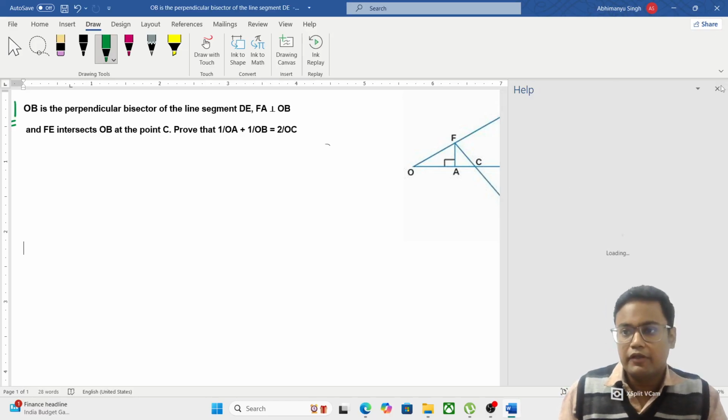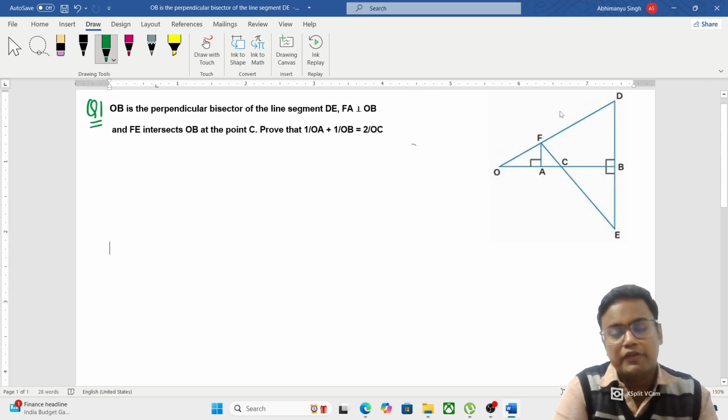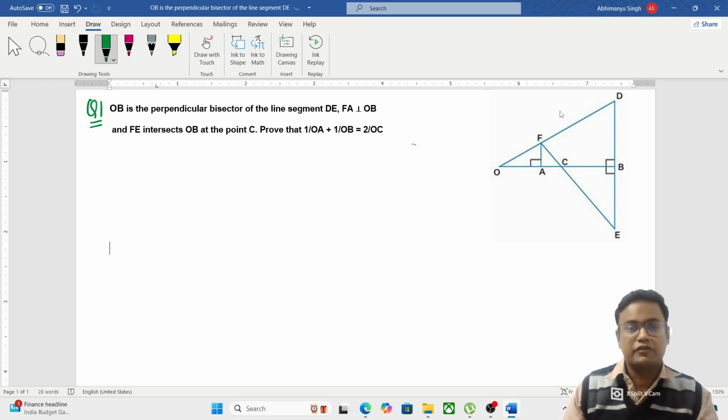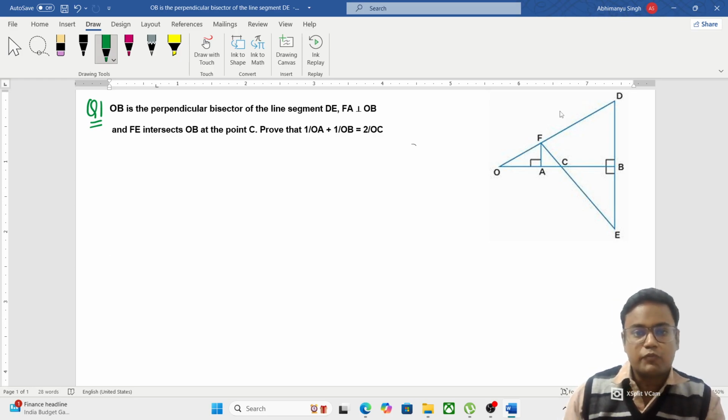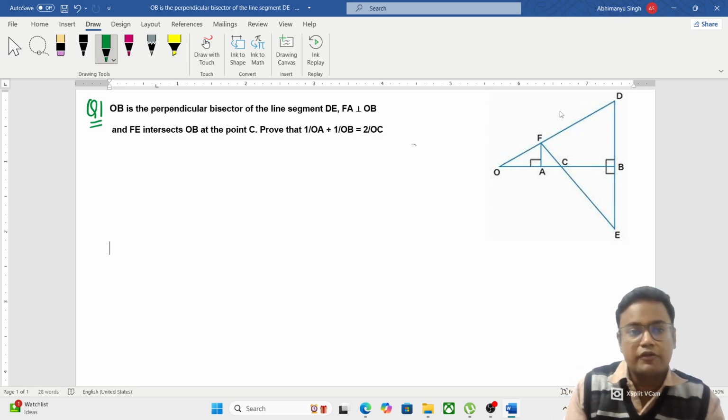Hello children, today I have a very interesting and important problem of the chapter similar triangles. As you must be having your pre-board examinations in the schools, right? So you should try to focus on this problem, and this problem is going to give you an overview of what this chapter is all about, right? So let us start without further ado.